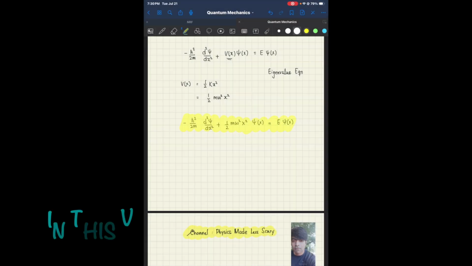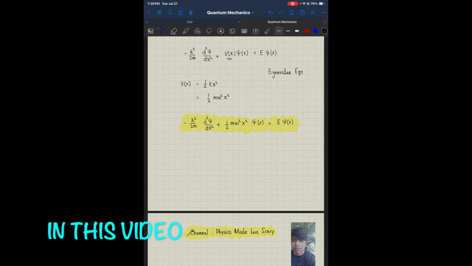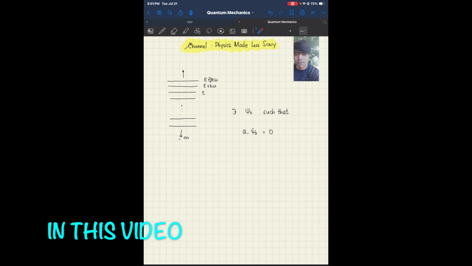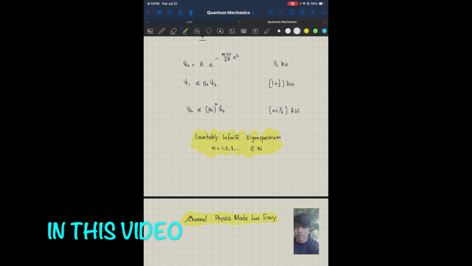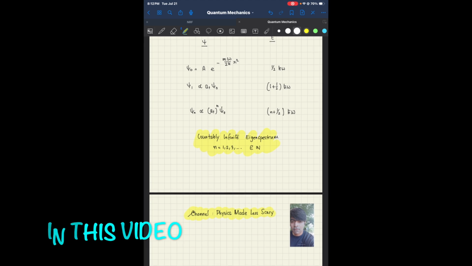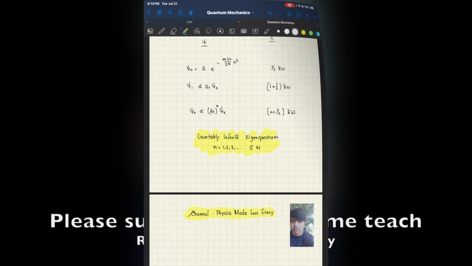This equation is the quantum Schrodinger equation for a harmonic oscillator. But that has to stop somewhere. That is precisely the hallmark of a stable system. So this is your eigenspectrum for the simple harmonic oscillator.